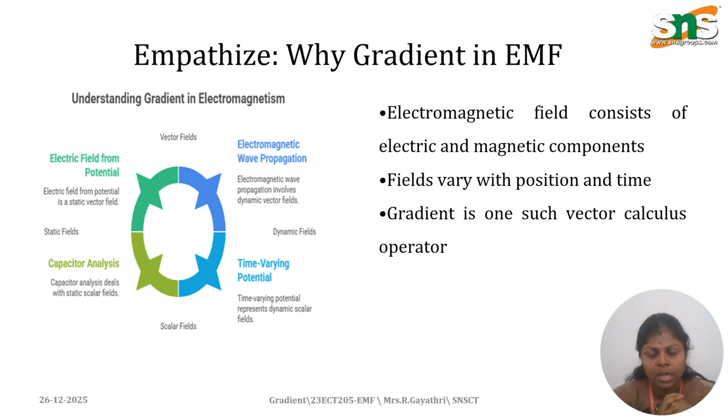We know that the electromagnetic field is the combination of electric field and magnetic field, and the field will be varying with respect to position as well as distance and with respect to time. The mathematical tool used to describe the field variation is the gradient, which is nothing but a scalar function. How the scalar function is related with the help of gradient.